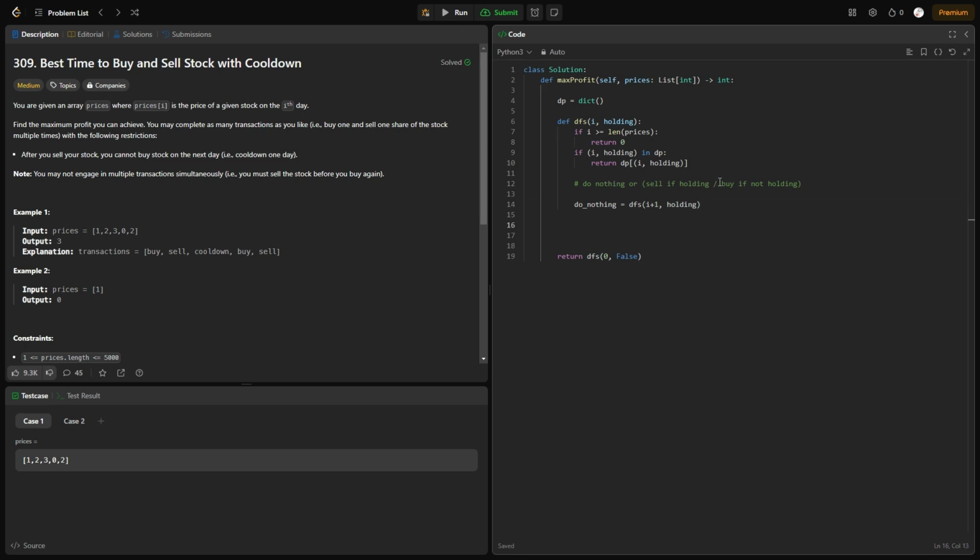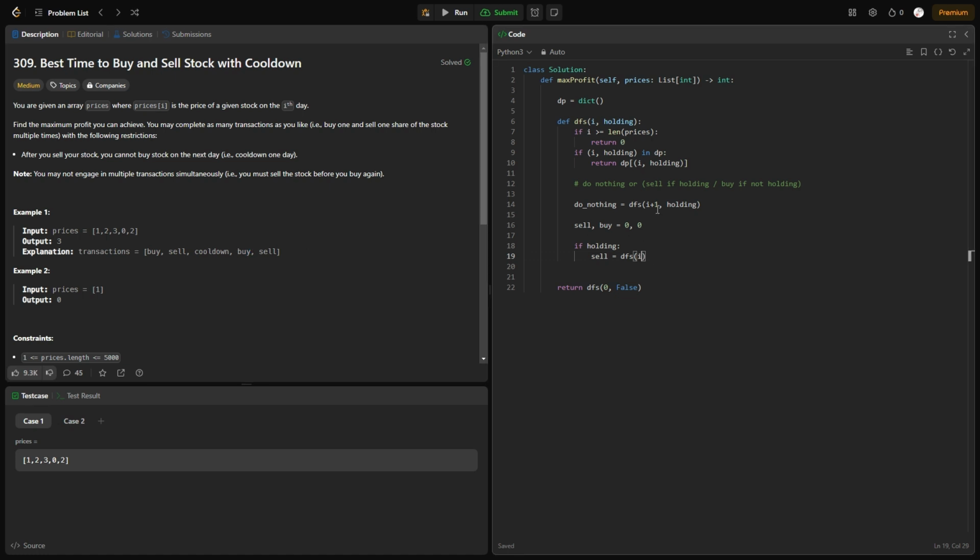So now we should calculate our revenue from selling or buying. So let's create those variables, sell and buy. They're going to be initialized to 0. So if we're holding, then we have the option to sell the stock. When we sell the stock, the profit we're going to get is going to be DFS. Remember that after selling the stock, we have to wait at least one cooldown day. So we can't buy on the ith day. We can't buy on the i plus 1th day. Instead, we can buy on the i plus 2th day.